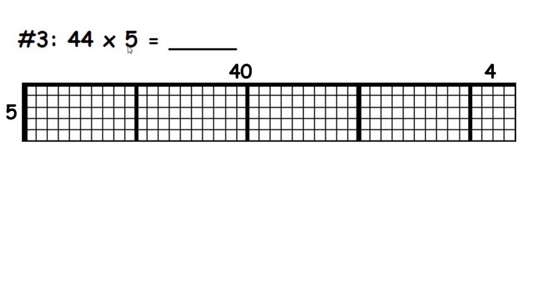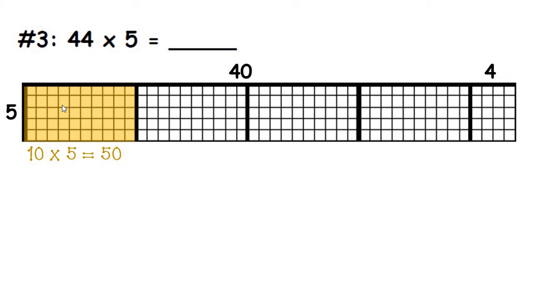Our next problem is 44 times 5. So again, there are 44 in each row, and we have 5 of those rows of 44. So 10, 20, 30, 40 in the tens place, and then 4 more in the ones, times 1, 2, 3, 4, 5 going down. So we're going to break it apart into our sections.